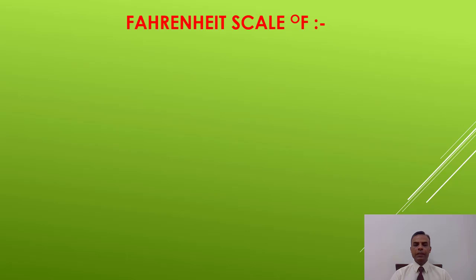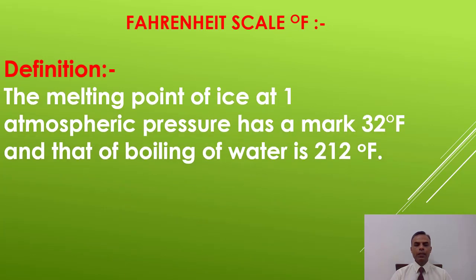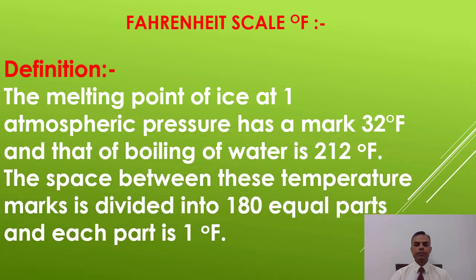Secondly, Fahrenheit scale. The definition of Fahrenheit scale is: the melting point of ice at 1 atmospheric pressure has a mark of 32 Fahrenheit and that of the boiling point of water is 212 Fahrenheit. The space between these temperature marks is divided into 180 equal parts and each part is 1 Fahrenheit.